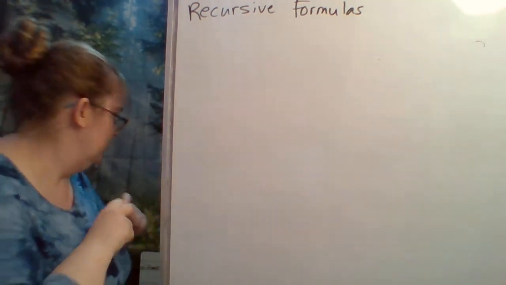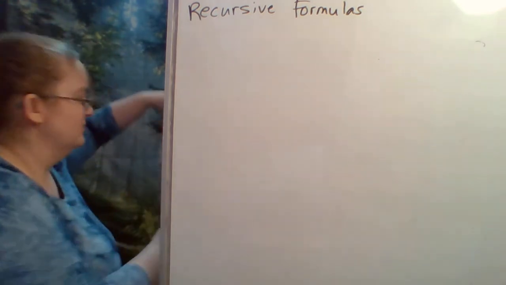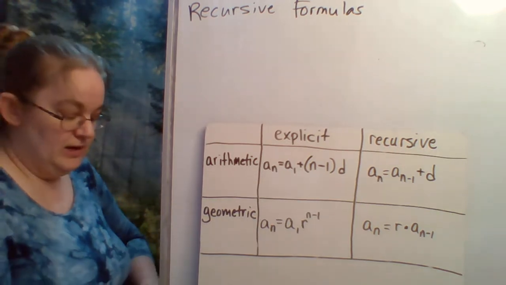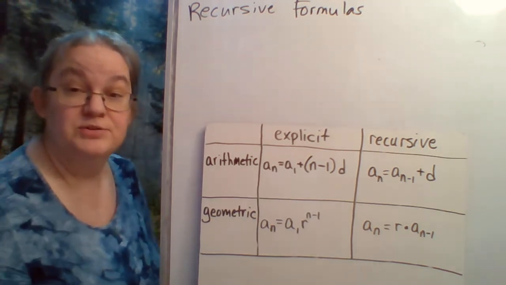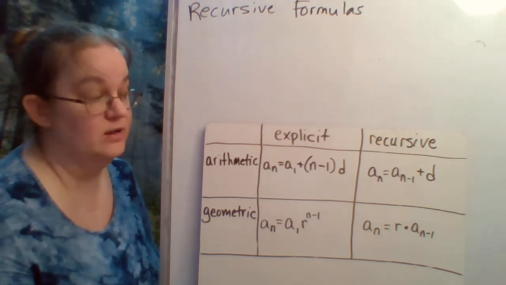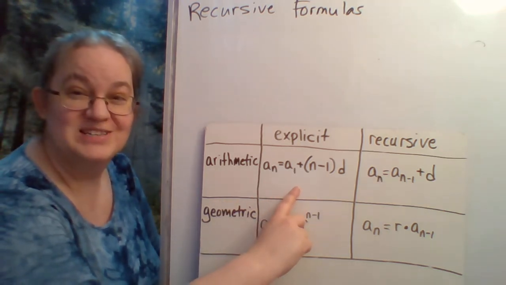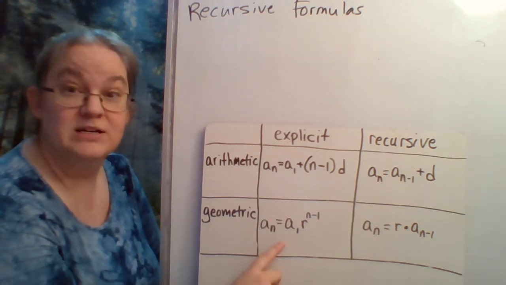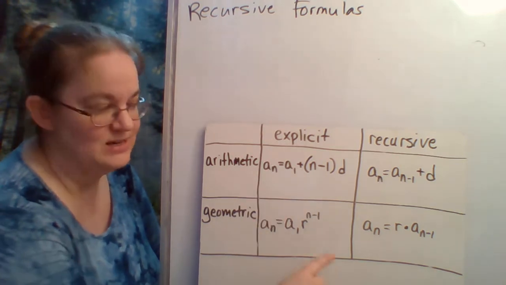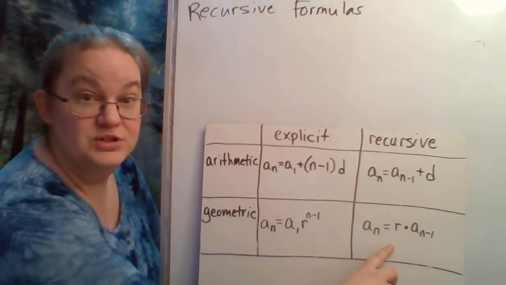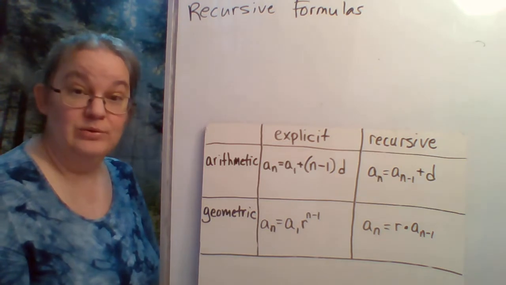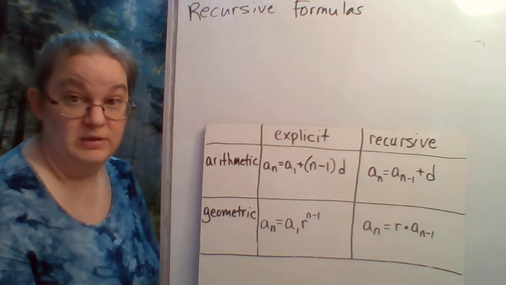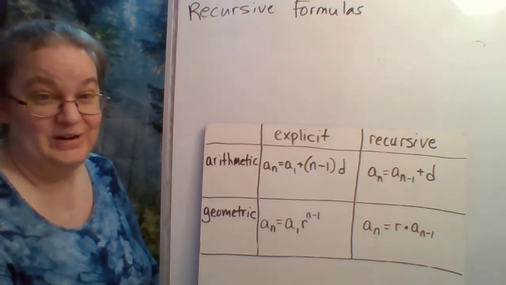Now that we're comfortable writing some recursive formulas, you are going to be practicing writing both. Okay, I suggest that you write down this table. So pause it and write it down because it's going to help. You have a formula for an explicit arithmetic and a recursive arithmetic. You have a formula for an explicit geometric, which we did in the previous lesson, and the recursive geometric. So if you have these down, then you'll be able to use them in order to write your formulas. Okay, it'll be a lot simpler that way.